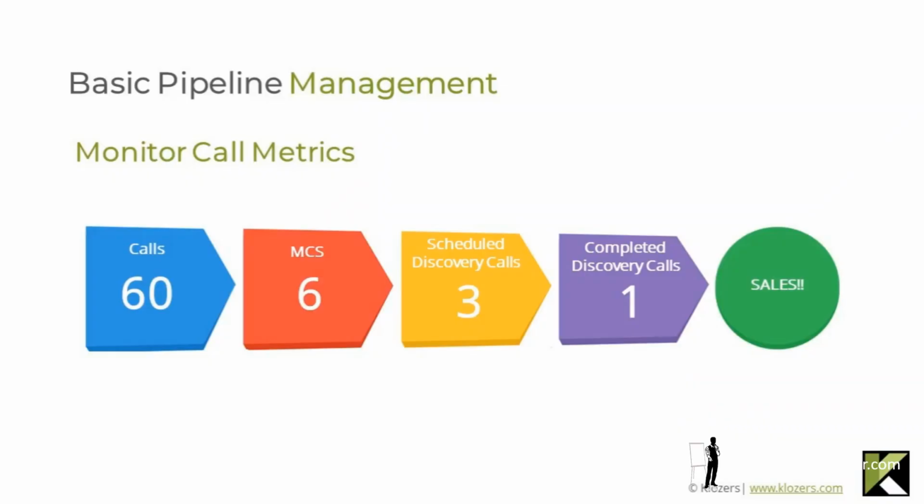Always monitor call metrics. Your sales pipeline is a living, breathing entity that changes all the time. So your company will have identified the metrics that will make you successful in your role. Your call metrics look something like this. If you make 60 calls a day, you should have 6 meaningful conversations, which will lead to 3 scheduled discovery calls. 1 made complete, which could end up in the sale.